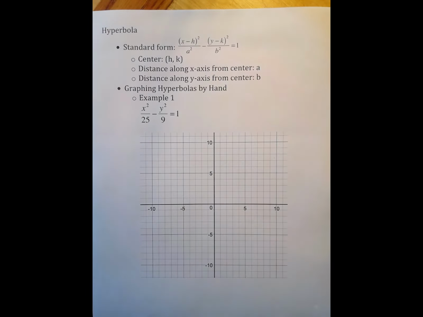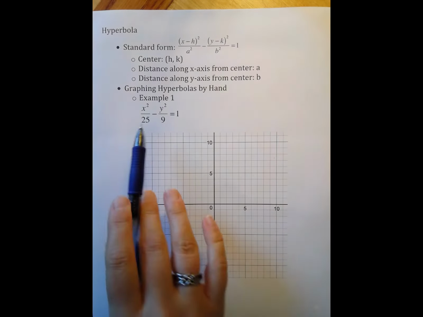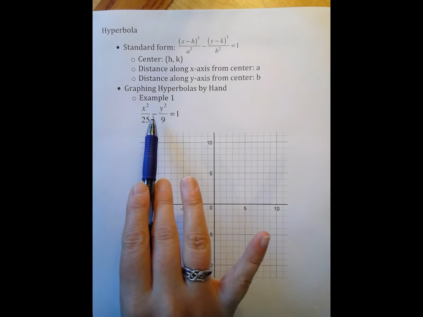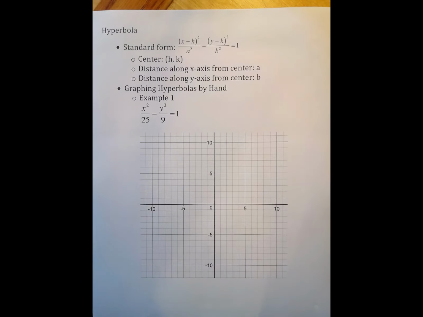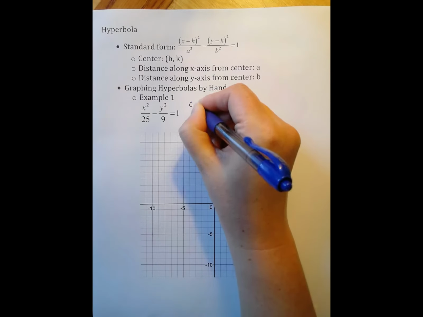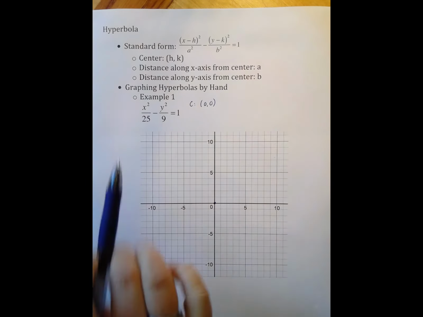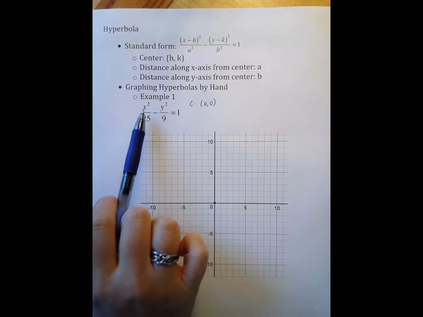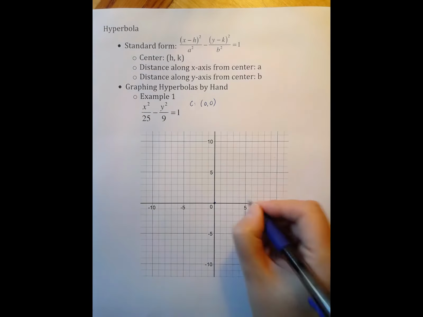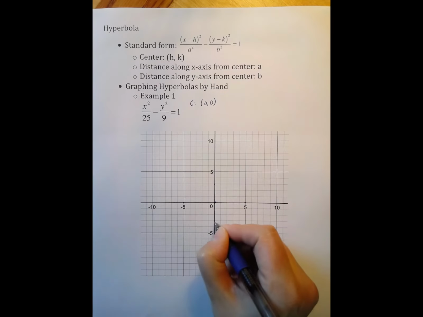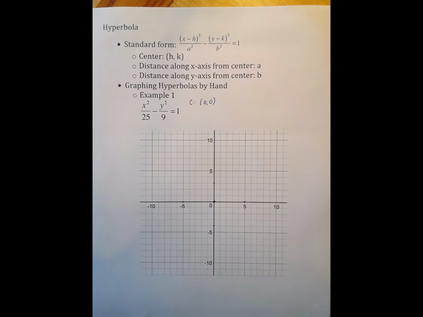If you've watched the previous video on ellipses, you'll recognize this equation is the same, except that in that video it's a plus, of course, because it's an ellipse, not a hyperbola. So my center is still 0, 0. And the distance I'm going to travel along the x-axis is 5, and along the y-axis is 3.